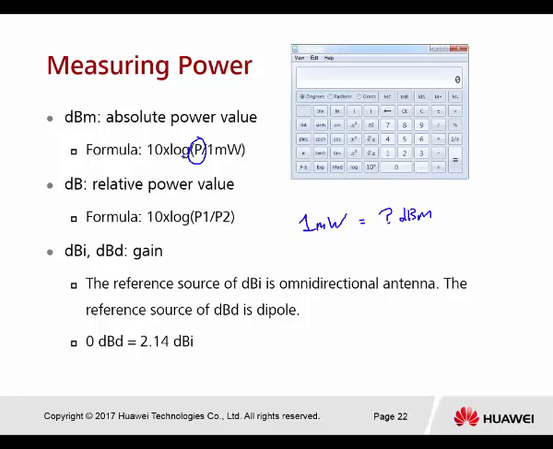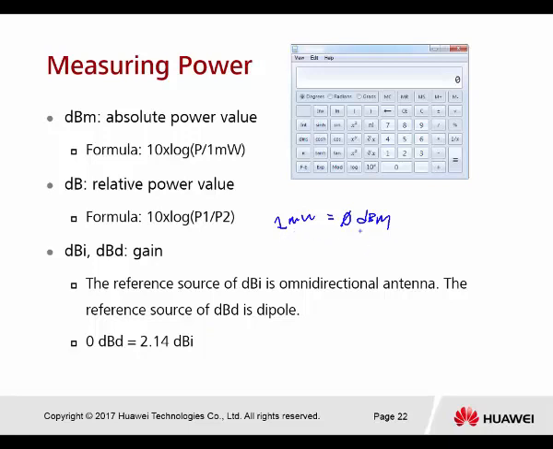So we can just use this formula. It's very simple to use. So 1 milliwatt divided by 1 milliwatt is still 1 milliwatt, still a 1, because 1 divided by 1 is still 1. And then log becomes 0. 0 times 10 is 0. So that means 1 milliwatt is equal to 0 dBm.